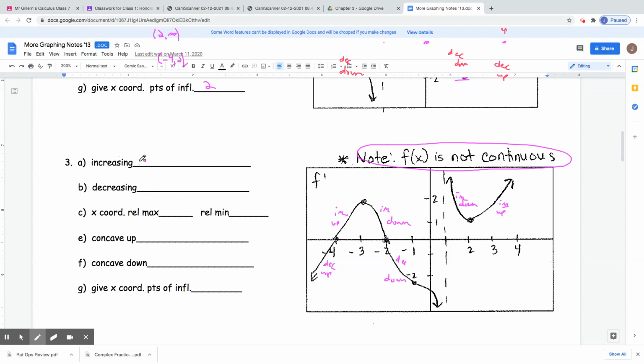Where is it increasing? -4. So from here to here, which is -2, union from -2 to infinity, because all this is above there. So it's all increasing. Sorry, I don't know what's happening here with my mouse at home. Decreasing, -infinity to -4, union, where is it below? -2 to 1.